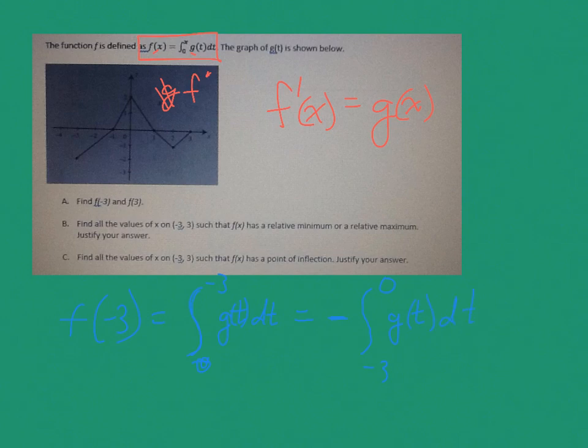Now, all this is saying then is the area under the curve from negative 3 to 0. So we need that area all the way. And then we're going to take the opposite of that. And that's going to be f of negative 3. So let's go ahead and look at our curve. I just want to erase some of this stuff so we can draw on there.